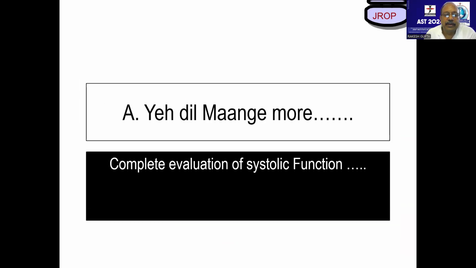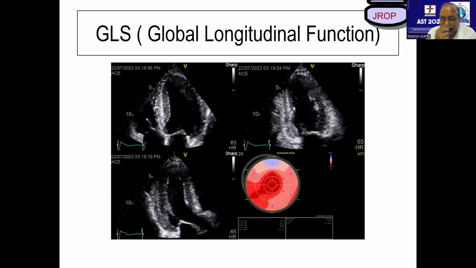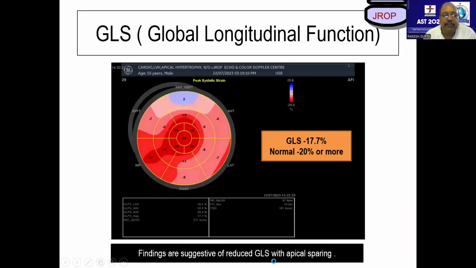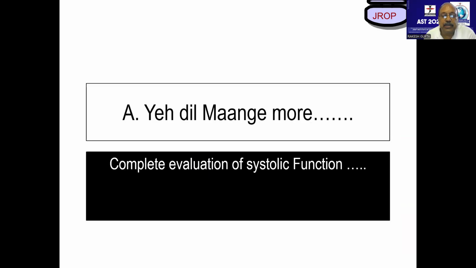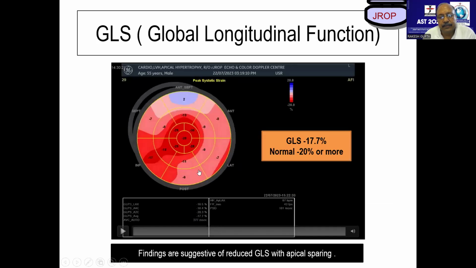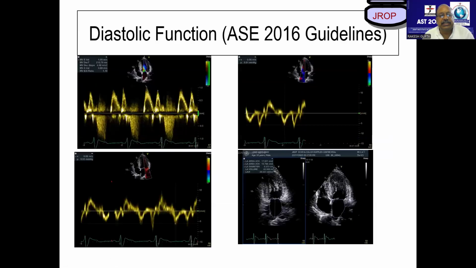Now we went further. What did we do in this patient? We went on to do strain rate imaging. And very beautifully, if you look at the strain rate imaging in this patient, we have a cherry on the eye or apical sparing, with minus 17.7% GLS when normal is 20. It means this patient, whose ejection fraction is 66, has subclinical LV dysfunction. Moreover, apical sparing is suggestive of amyloidosis or deposition disease.